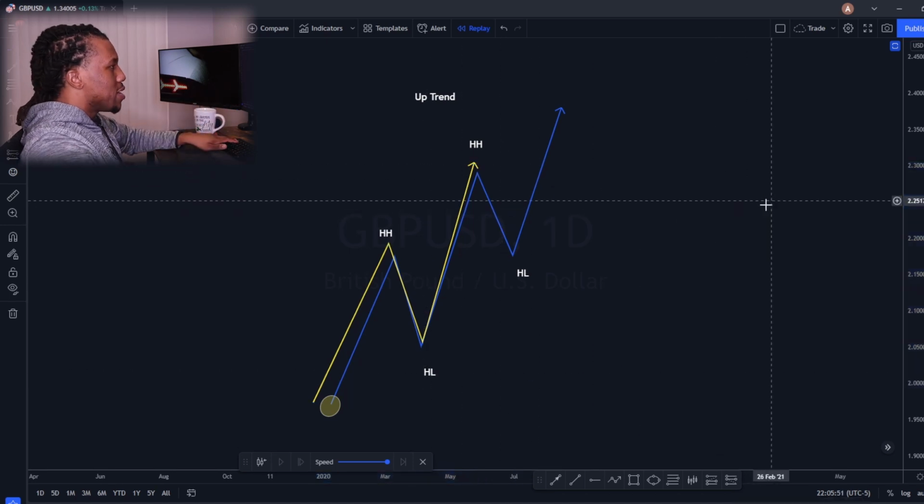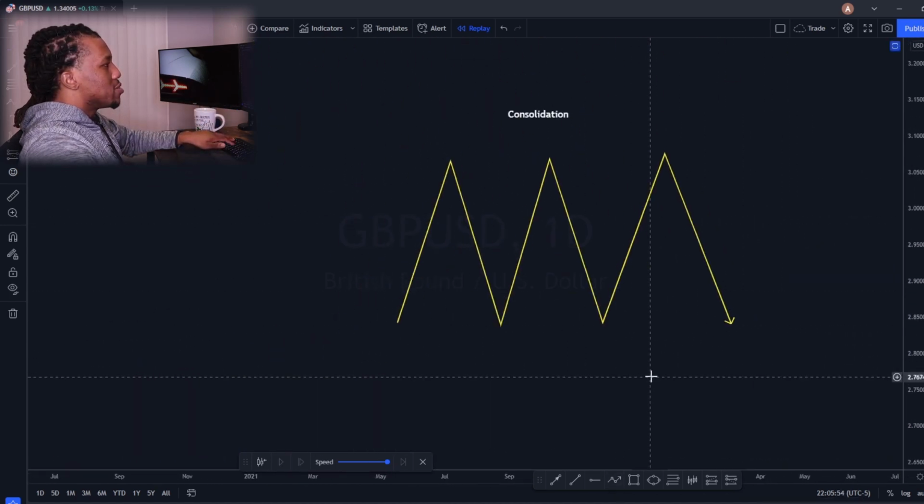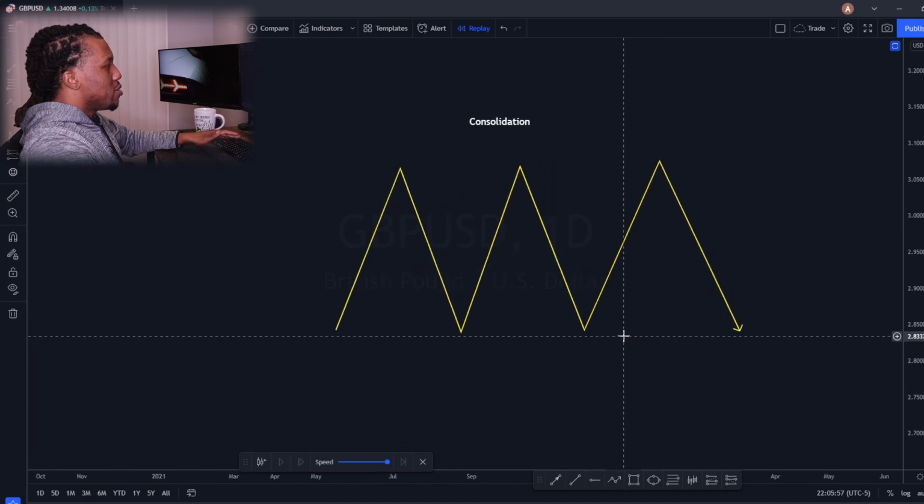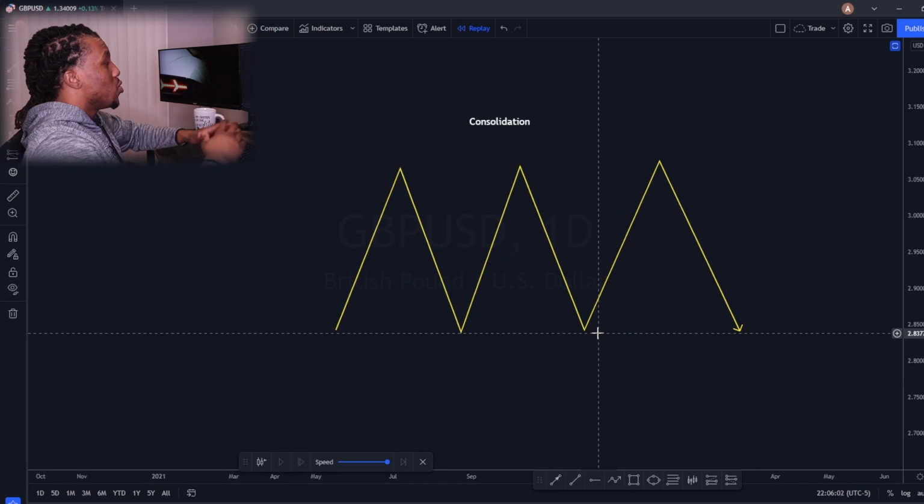Now, lastly, let's cover the consolidation. Now, as we can see here with consolidation, as I mentioned, there are no higher highs, higher lows, lower highs, anything of that nature.